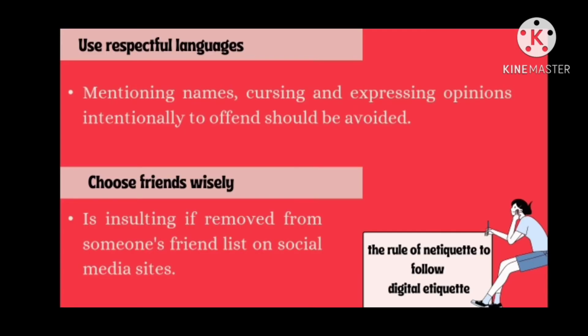The next is the rules of digital etiquette. First, use respectful language. Mentioning names, cursing, and expressing opinions intentionally too often should be avoided. Even if it happens not in face-to-face situations, it can often show what has been written, so do not write it down. This happens on any social media site, forum, chat room, or email message. Even if you think it is untraceable back to you, in effect it can be. And not just what you say, but how you say it.